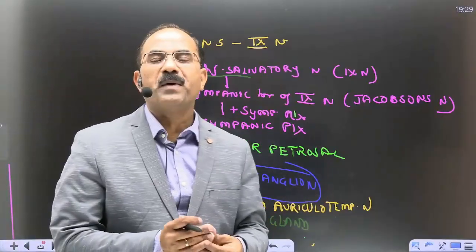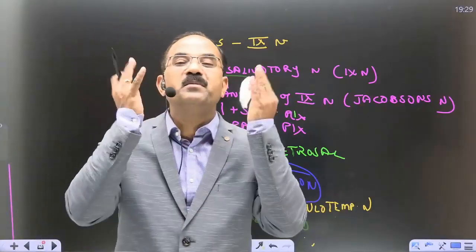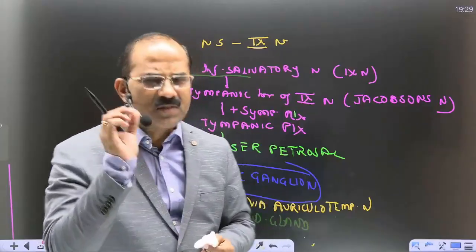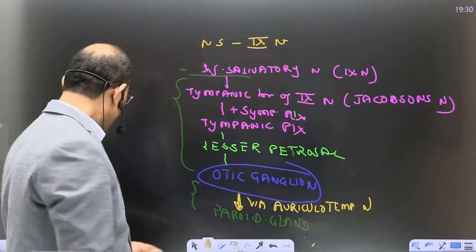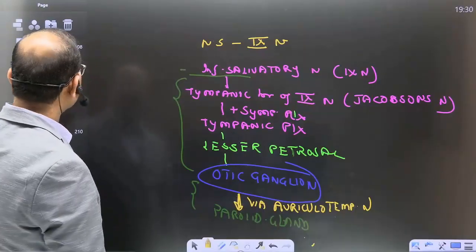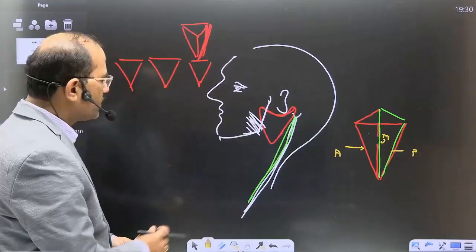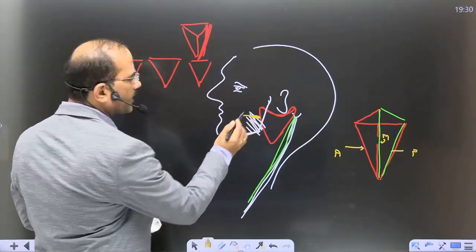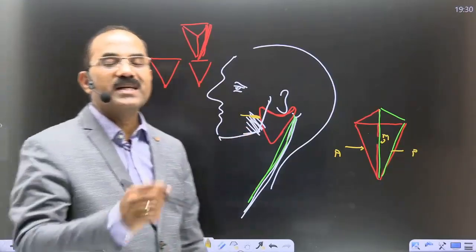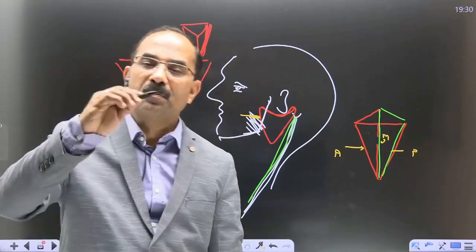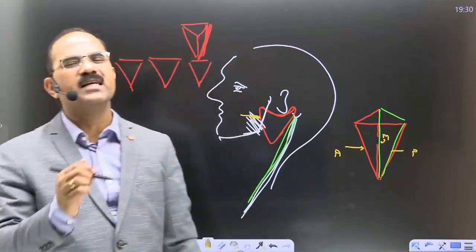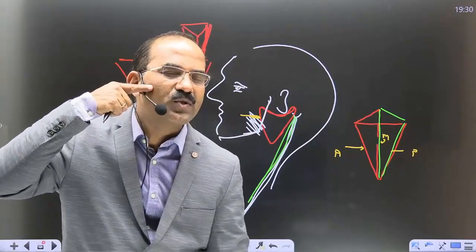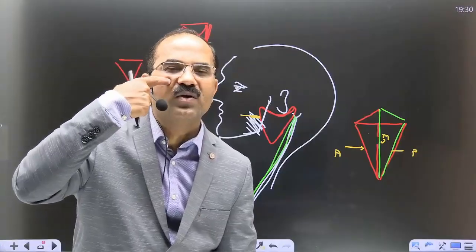Now, inflammation of parotid gland is known as mumps. This parotid gland has a duct. It's a salivary gland, correct? So this duct begins from the anterior border of the gland. This duct is known as Stenson's duct or the parotid duct. It runs over the masseter muscle like this, and now turns at right angles.